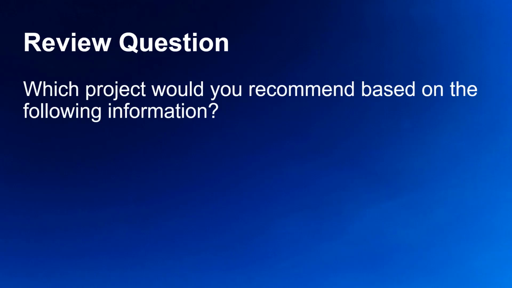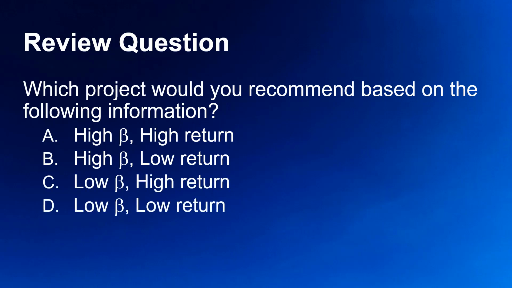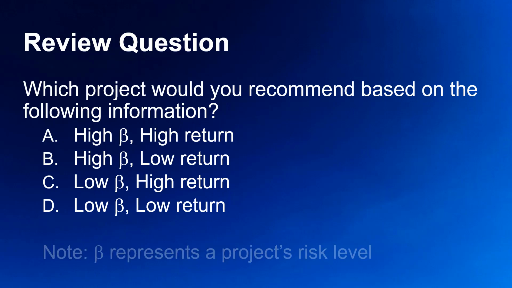Which project would you recommend based on the following information? Project A with a high beta and high return. Project B with a high beta and a low return, Project C with a low beta and a high return, or Project D with a low beta and a high return. And then they also give you this footnote here explaining that beta represents a project's risk level. So as always, I'll give you about 10 seconds to think about this, but you may want to press pause and think about this for a little longer.